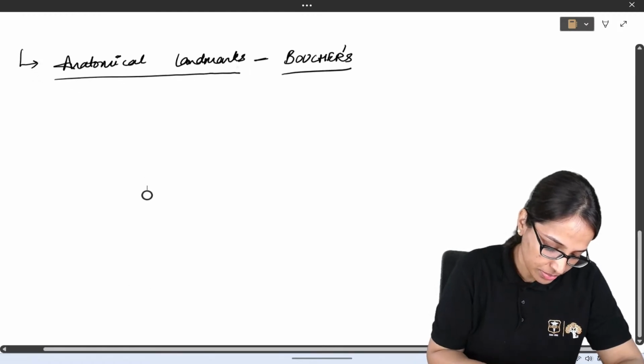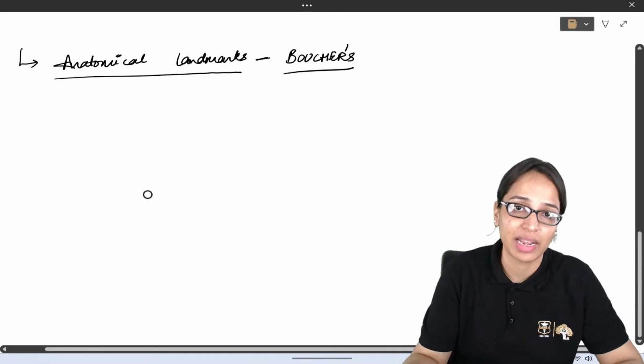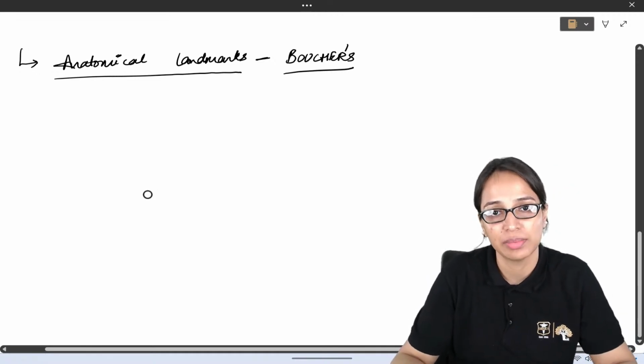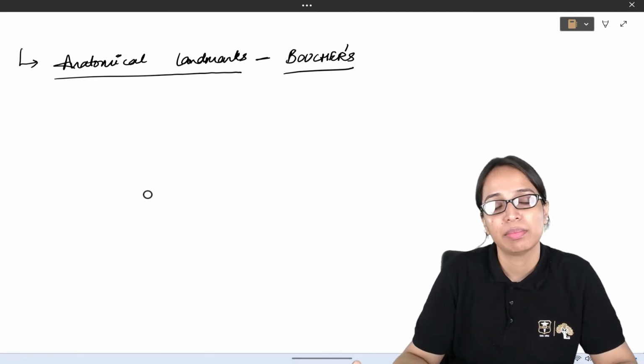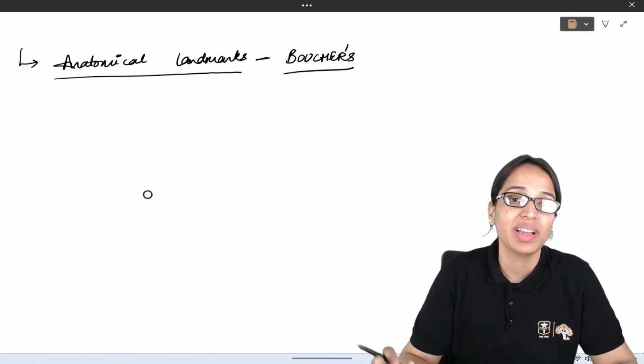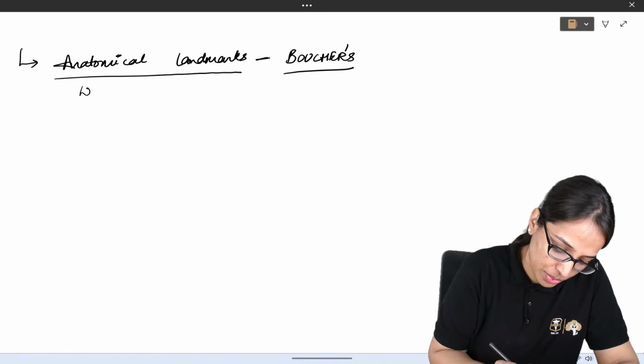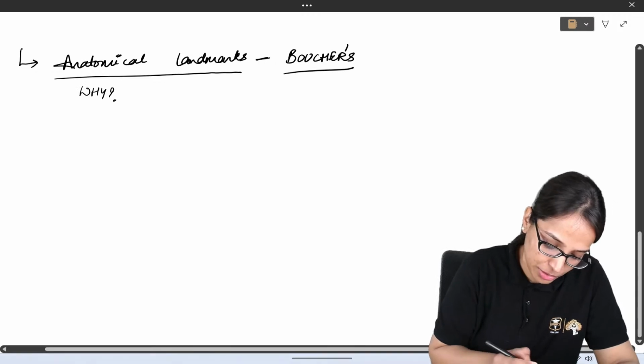So, what are basically anatomical landmarks of maxilla and mandible? Your maxilla and mandible intraorally is made of a group of structures which are normal structures present in a completely edentulous arch. Why do we study anatomical landmarks? So what is the reason for studying anatomical landmarks?